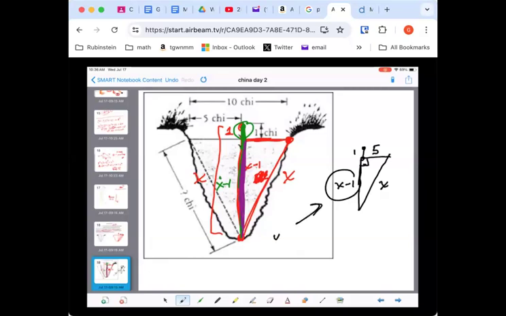So, originally underwater portion of reed. If it's sticking out by 1, the original underwater part was x minus 1. Now, when I pull it all the way to the right, it's now fully underwater because it's diagonal.